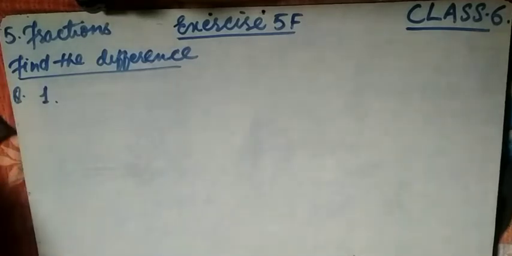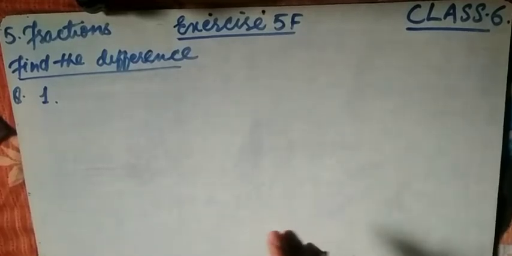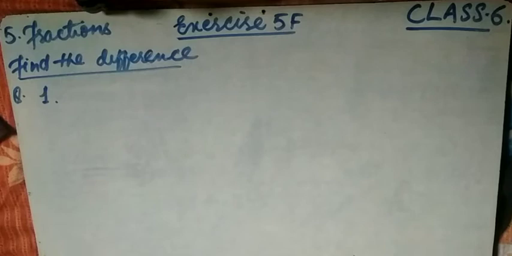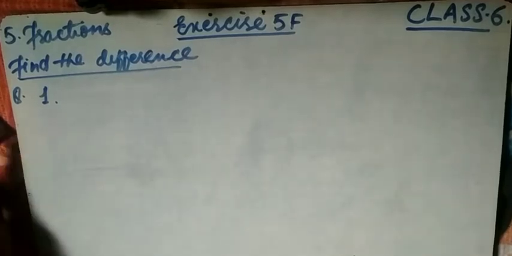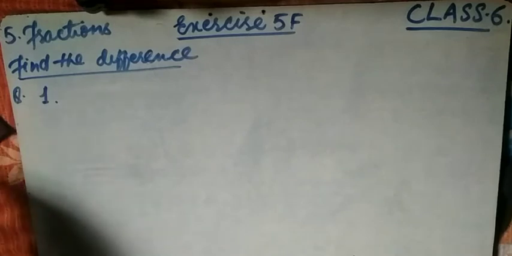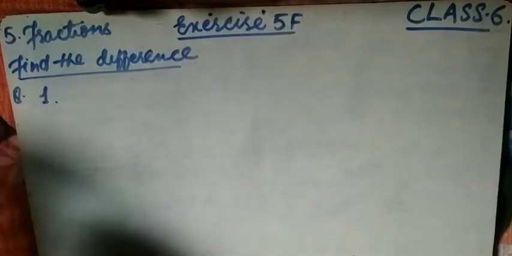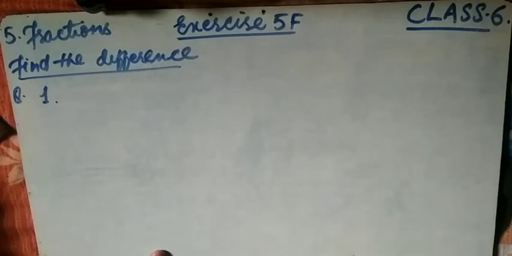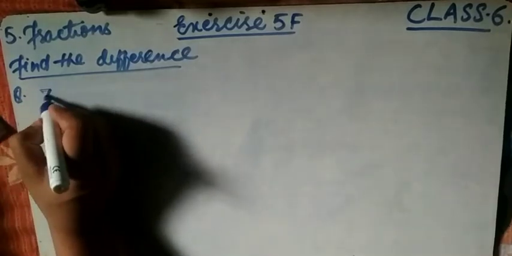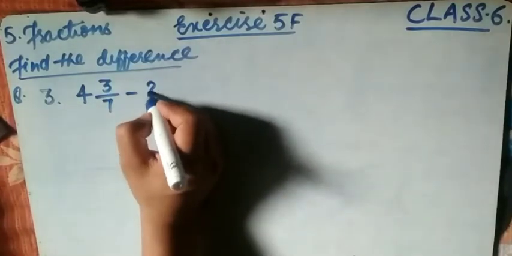And the second topic is subtraction of unlike fractions, how to subtract unlike fractions if the fractions given are unlike. Now all these topics we are going to understand from the exercise questions. Let's see first the questions of exercise 5A, question number 3. Have a look: 4 3 by 7 minus 2 4 by 7, and this question says find the difference.